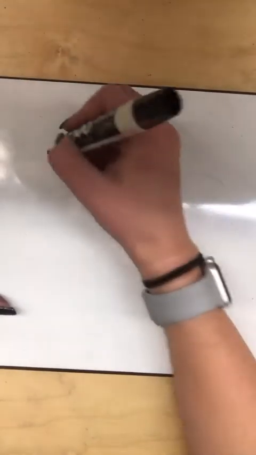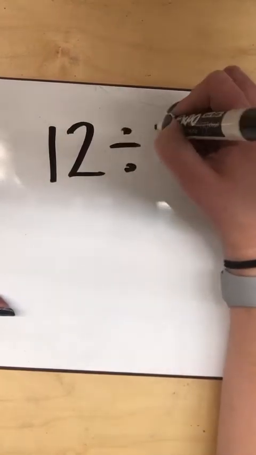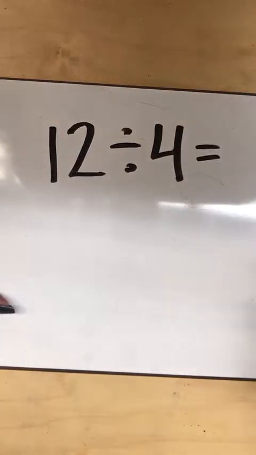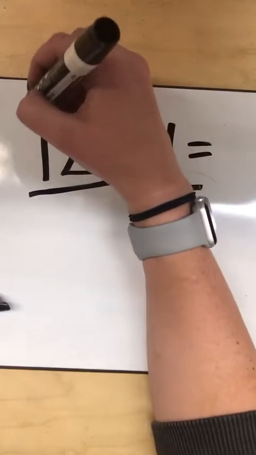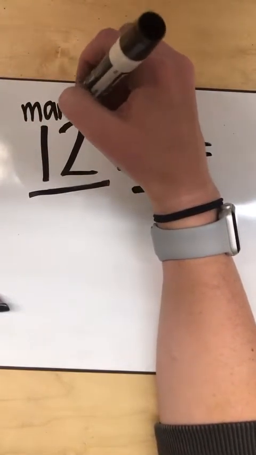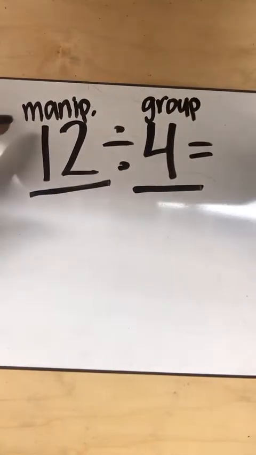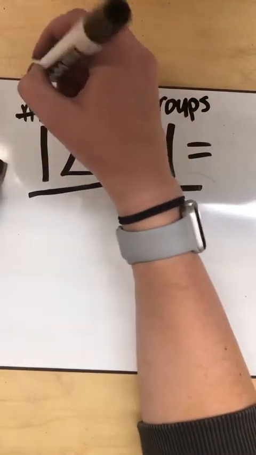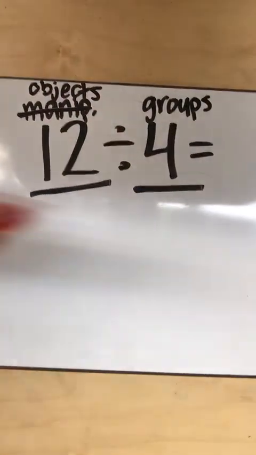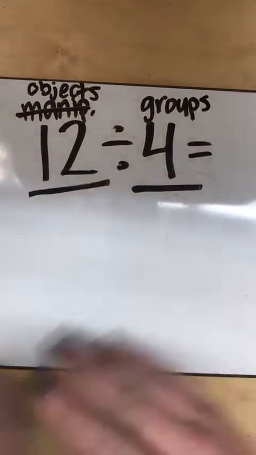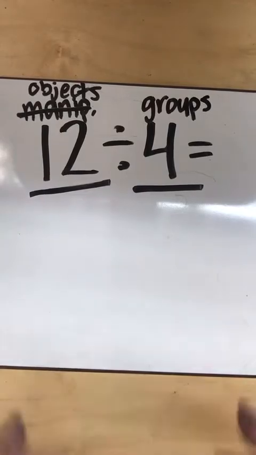So division, if you have 12 divided by 4, this is the number of manipulatives, and this is the number of groups. With students, I would use the word objects, or items, or chips. These are typically the school chips that I use. Whatever you're actually using, you can just call it that.